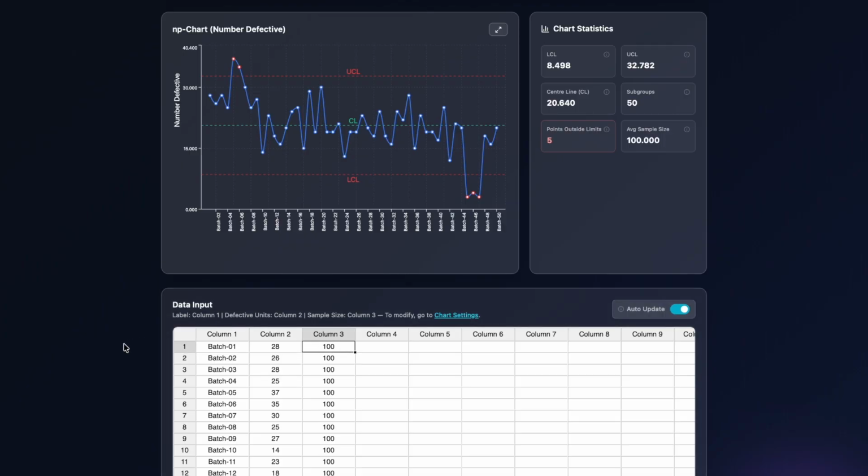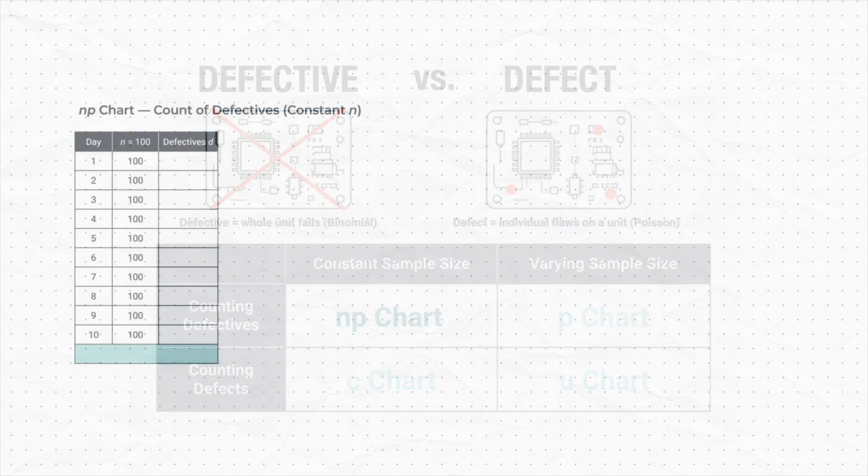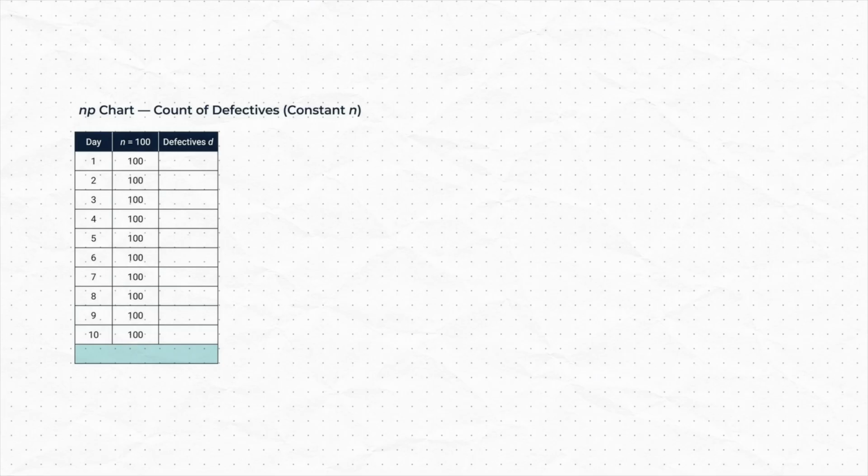Before we start reading this chart, let's step back for a moment and understand the theory behind the NP chart. The NP chart monitors the number of defective units per subgroup, and it requires a constant sample size. That constant sample size is what makes it easy to build and to read. On screen, you can see a simple data set.